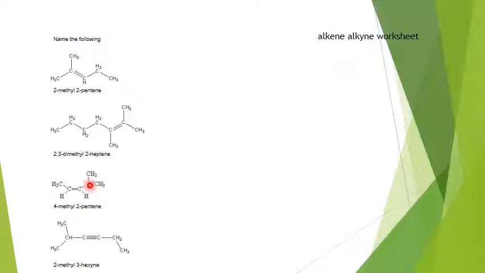Right, next one. And this one's a little confusing. But again, this could be a bond right here. So you could start here, 1, 2, 3, 4, 5, or you could start here, 1, 2, 3, 4, 5. So it's going to be a pentane. And so I'm going to go like this. It's my longest chain right there.